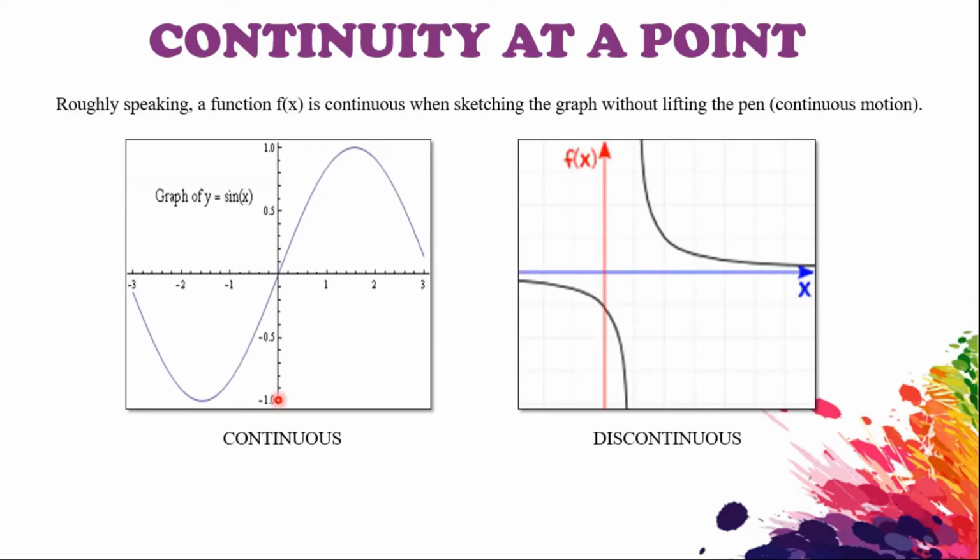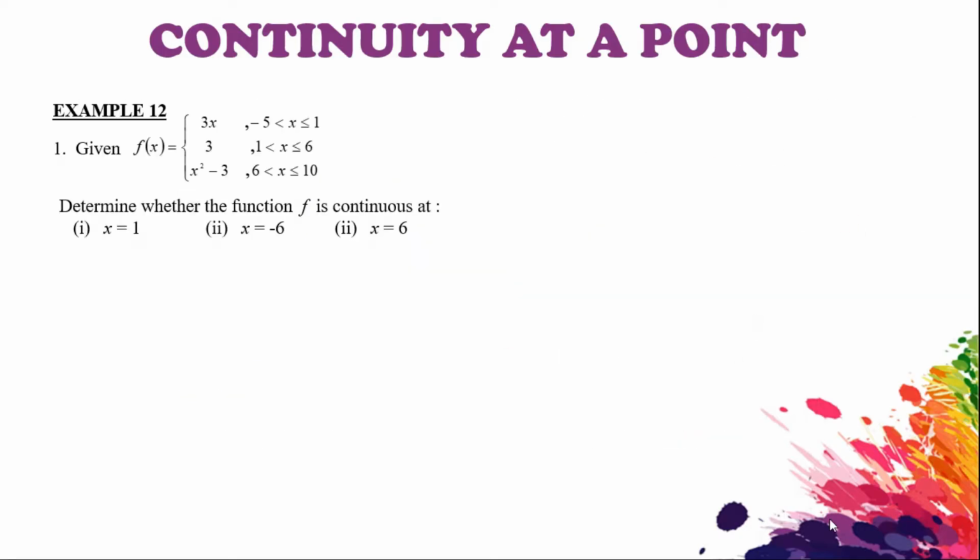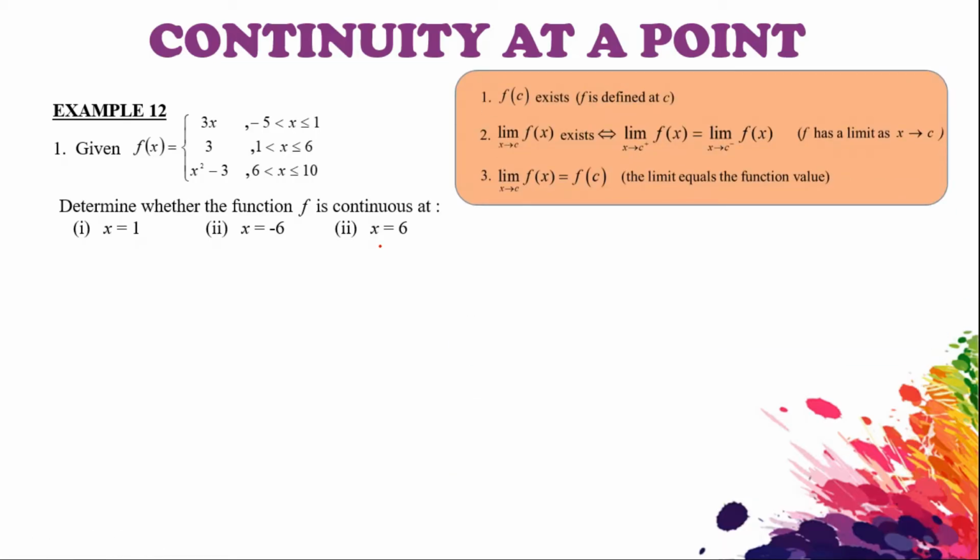This is the example for a continuous graph, and this is the example for a discontinuous graph. Now, let's take a look at example 12. Question given, f(x), determine whether the function f is continuous at x equals 1, x equals -6, and x equals 6. As we know, we have to follow the three conditions in order to find the continuity at a point. To make it easier, let's do a number line here.